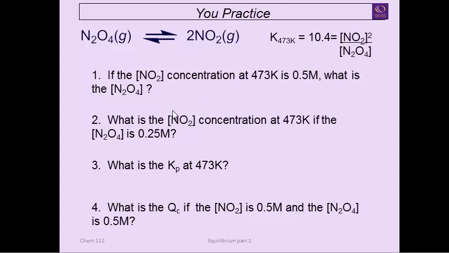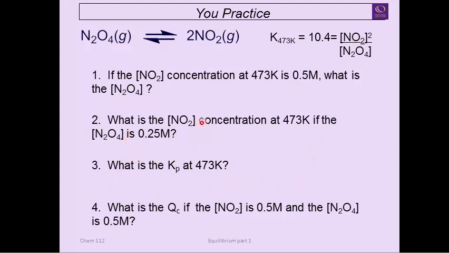So here's where you're going to end the video. I want you just to practice the things we've learned today. If you have this equilibrium reaction, and you set up your equilibrium expression, can you solve different parts? So question 1: what if you know the NO2 concentration, and you know all the other pieces, but you don't know this one? Can you solve for it? Here's the second question. Now I don't know the NO2, but I know the dinitrogen tetroxide and the equilibrium constant. Can I solve for that?